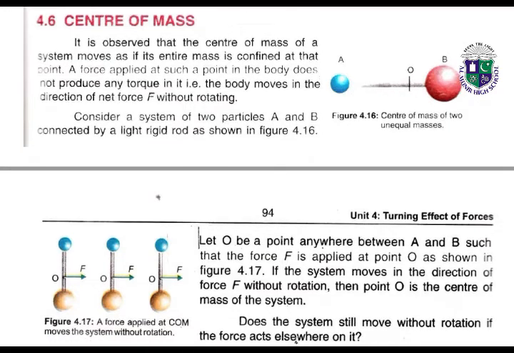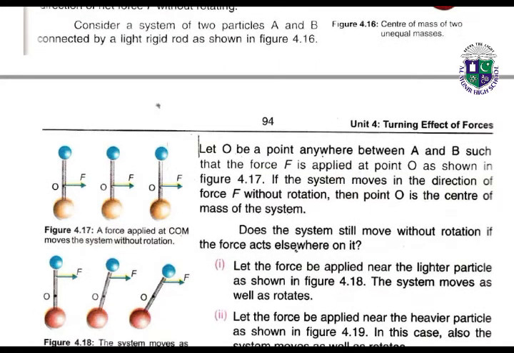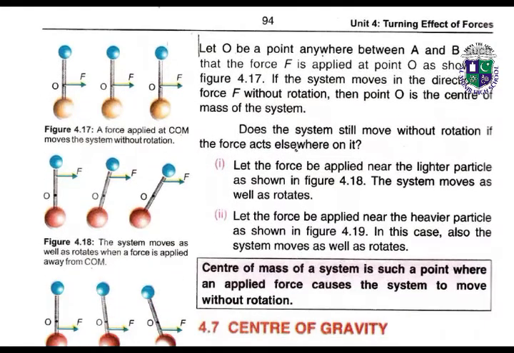Next we have the example. Consider a system of two particles A and B connected by a light rod. Let O be a point anywhere between A and B. Look at this figure 4.17. We have point O in between two bodies A and B, such that the force F is applied at point O, and we are applying force at point O.